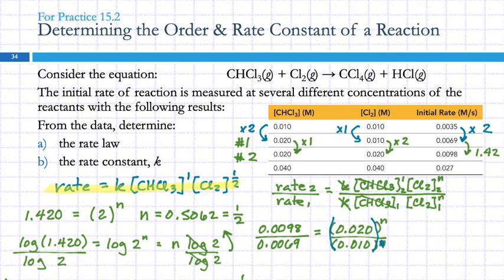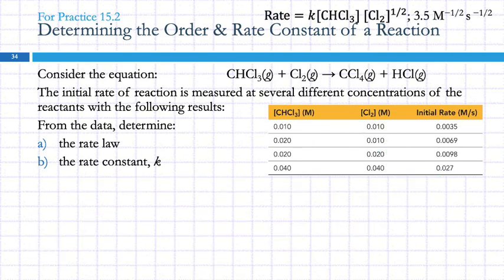Okay, so first order and half order. Let's go to the next slide and do part B. It wants the rate constant. Well, we have to start with the rate law. The rate law is the rate is equal to the rate constant times the first concentration to the first power and the second concentration to the 1/2 power. You can do 0.5 if you want.